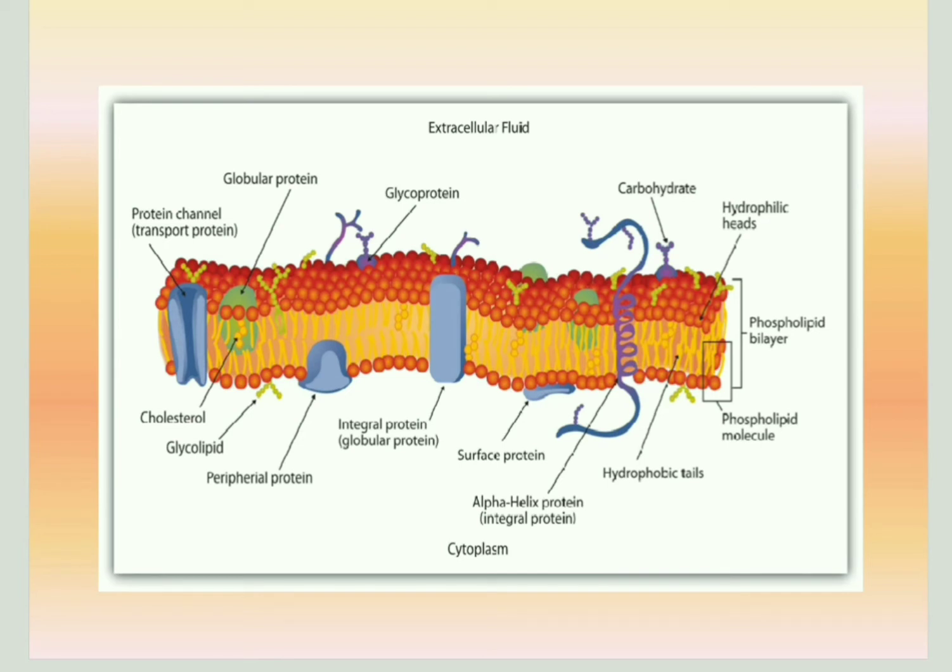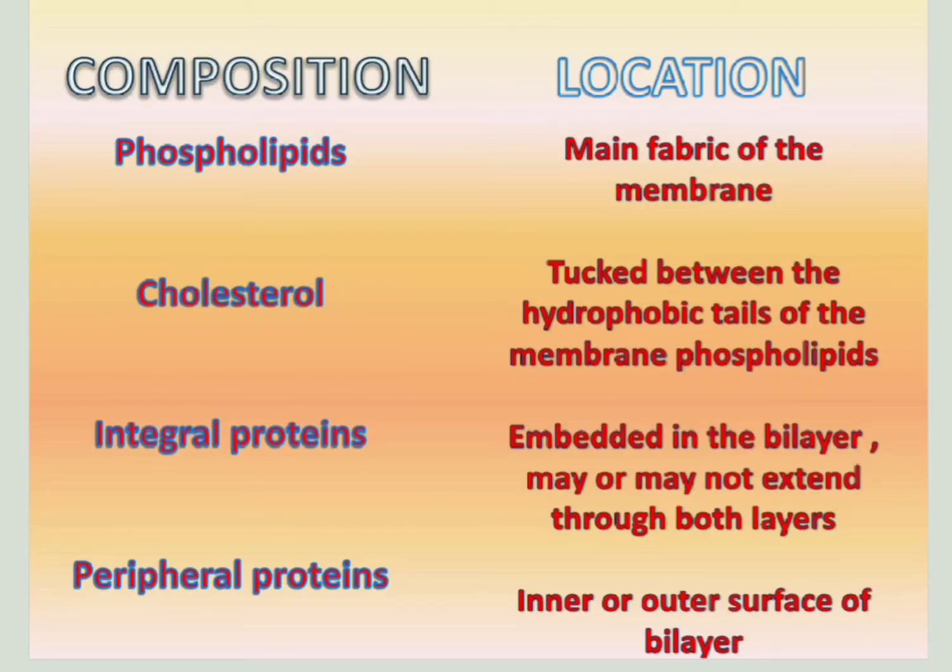Then here you can see the surface proteins, the integral proteins. So this is the overall structure of a plasma membrane, and through this structure you can also know about the composition of the cell membrane, what things there are other than the hydrophobic, hydrophilic phospholipid bilayer. Here is the composition of the cell membrane structure: what things it has and where they are located. With the help of the diagram we will study it now.